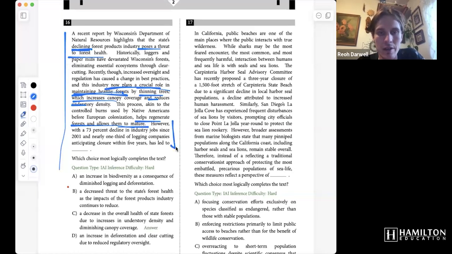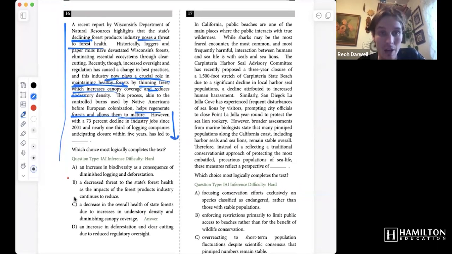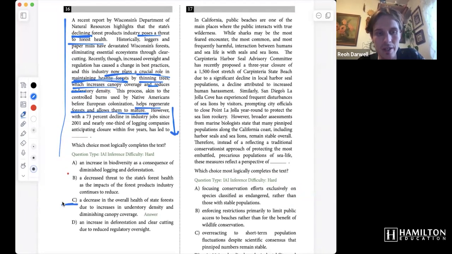But the forest industry is going down. So if the forest industry does a good job of helping maintain these healthy things, if the forest industry is failing, it means we'll have bad outcomes in the health, right? So that's C. We're going to see the opposite of all these things. So if they increase the overall health of state forests by having the forest industry, its decline will decrease the overall health. Why? Because right now, the forest industry helps decrease understory density, right?